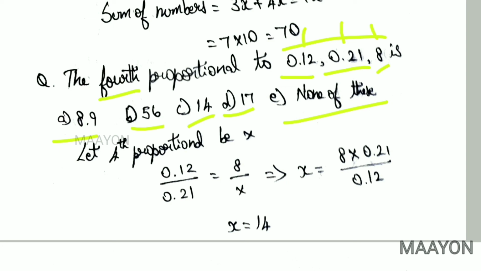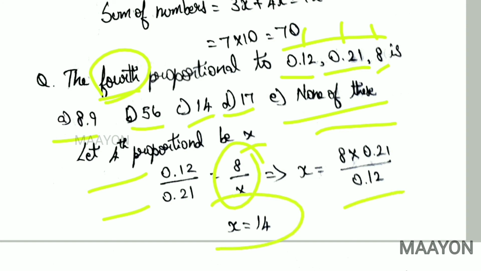Writing this down in equation form and considering the fourth term to be x, we get first term 0.12, second term 0.21 equal to 8 by x. Then cross multiplying, we get x equal to 8 into 0.21 by 0.12. Cancelling out, we get x equal to 14. This is the fourth proportional, which is the same as we saw before in the equation. Now the right answer is option C. Now let's see the next question.